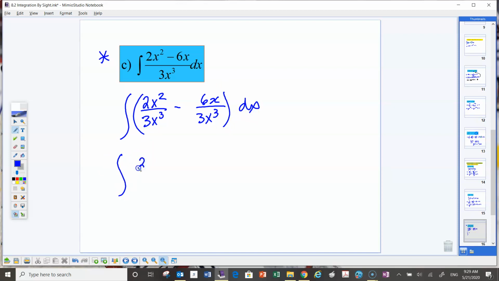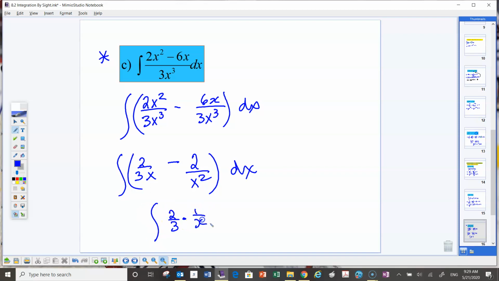So this becomes 2 over 3x minus 2 over x squared dx. Now this term here looks a little goofy, that first term, but if you think about it, this is really 2/3 times 1 over x minus 2, and if I bring that up to the top, it becomes x to the minus 2.